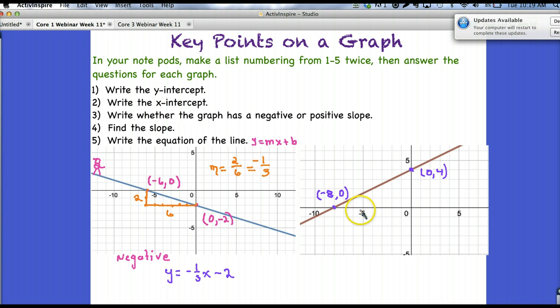That happens quite a bit. So if you get in the habit of always writing it with the coordinate points, you will do fine. All right, so our third one is write whether the graph has a negative or positive slope.